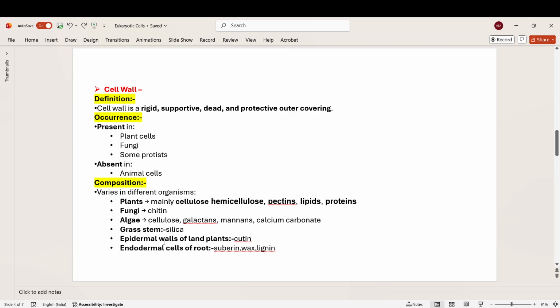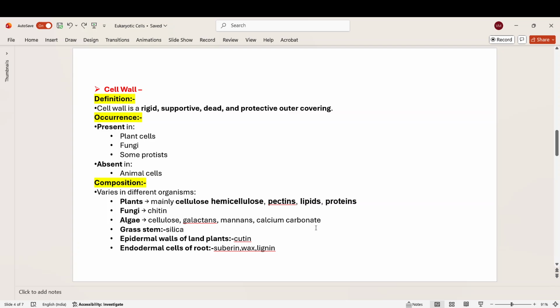The composition of the cell wall depends on the organism. In plants, it is mainly made up of cellulose, hemicellulose, pectins, lipids, and proteins. In fungi, it is made up of chitin. In algae, it is made up of cellulose, galactans, mannans, and calcium carbonate, as we can see.